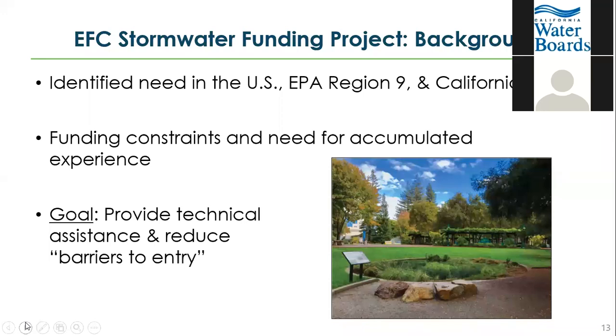Now, there's an identified need for additional funding and the need also for accumulated experience, and that's where the EFC has been working in collaboration with partners within California now for several years. I mentioned the asset management toolkit and the funding portal, trying to build capacity at the local level for stormwater utility managers to make the case to their governing boards that this is an important item that needs to be funded and addressed in their communities.